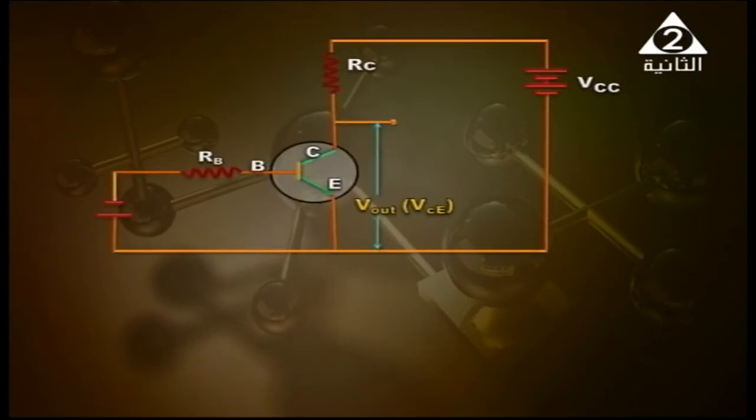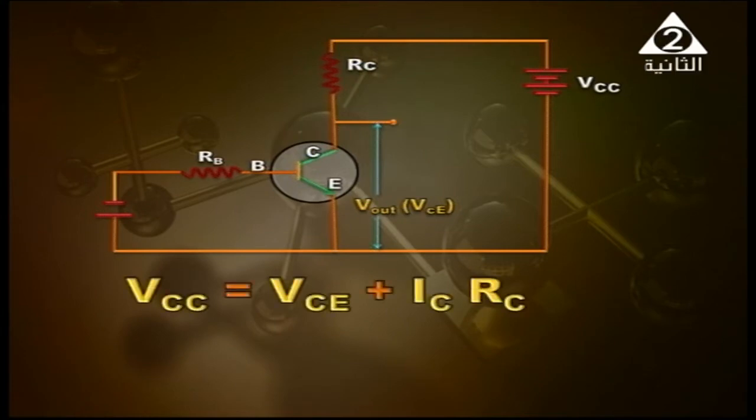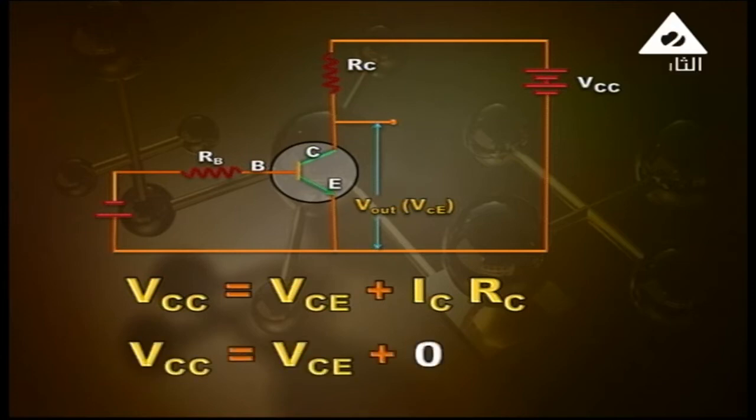But now, what if the base is connected to the negative terminal? No current passes through the base, and of course this controls the collector current. No current passes through the collector. Once again, V CC is equal to V CE plus I C R C. In this case, I C R C is equal to 0, so V CC is equal to V CE.